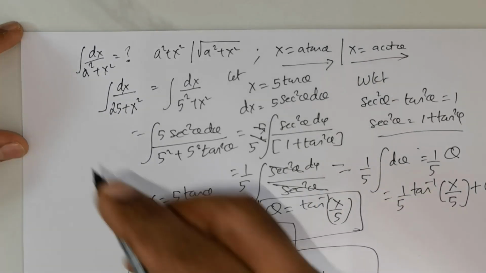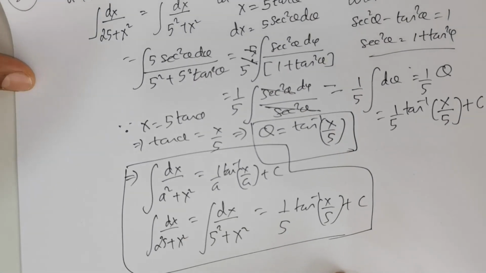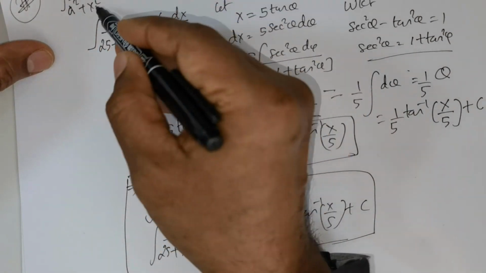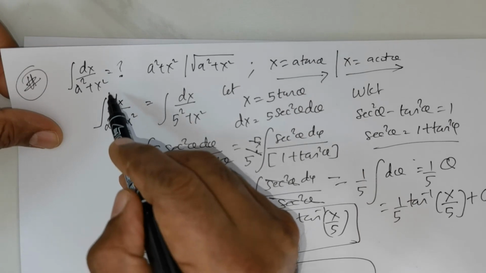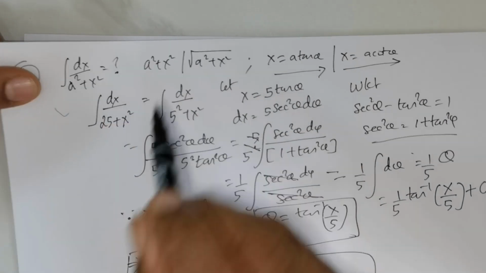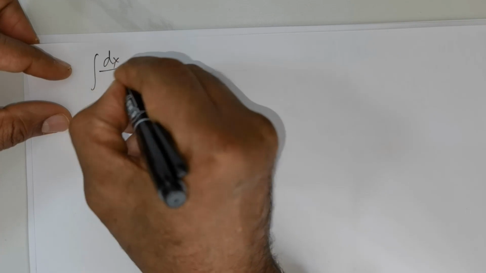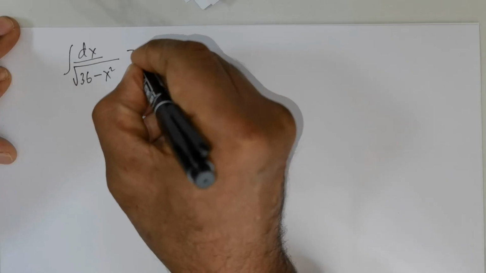So I mentioned that to you. Let me move on to the next substitution. Now we have been dealing with a squared plus x squared, terms without any square roots. Now what if you were to get a square root over here? Say, let me do that. Instead of integral dx over 25 plus x squared, what happens if we have got something like this, integral dx over square root of 36 minus x squared?